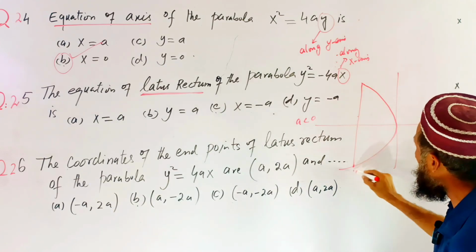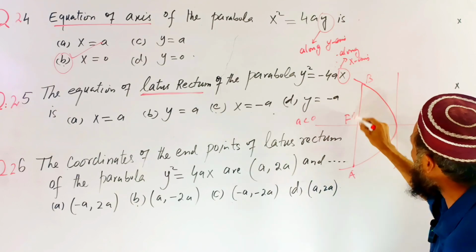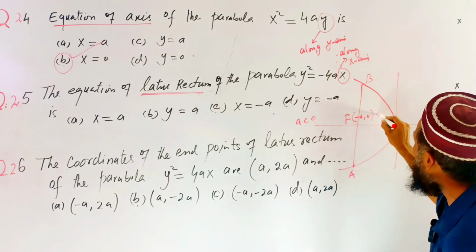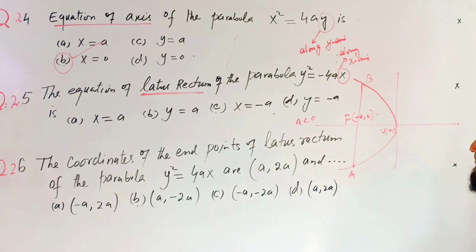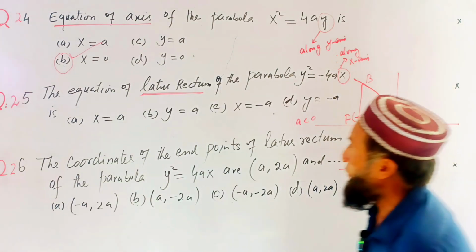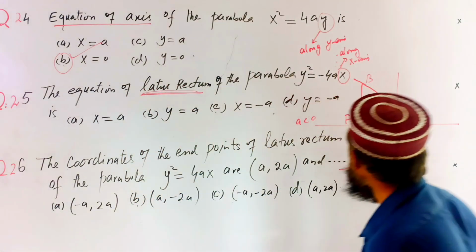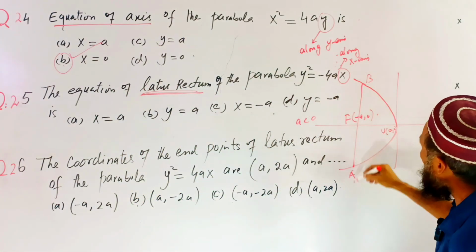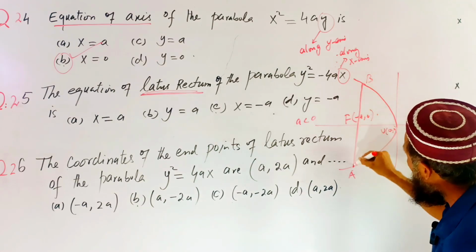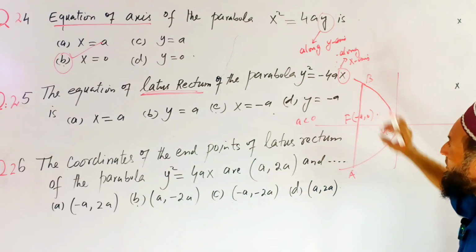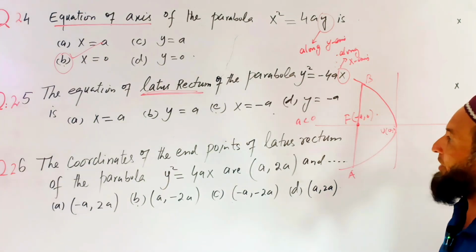So these will be any 2 points A and B, and here this is focus minus a and 0, and the vertex is 0 and 0. Now equation is required again. Latus rectum. What is latus rectum? From A to B is called latus rectum. This length, which passes through the focus, is called latus rectum.